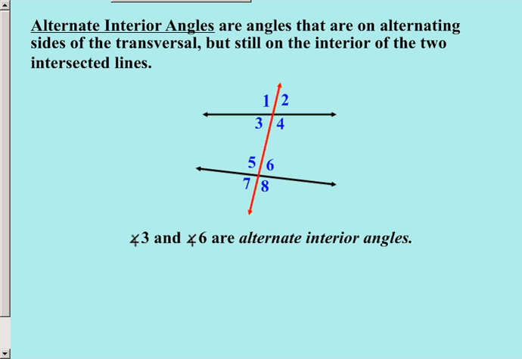They are not the only set of alternate interior angles in this picture. We could also make the same case for angle 4 and angle 5. They are on opposite sides of the transversal, and they are in between the two black lines. Now, this does not say anything about the measurements of angle 4 and angle 5 or angle 3 and angle 6. It simply tells us where to find them within the diagram. All right, let's look at the third set of angle pairs that we're going to talk about today.